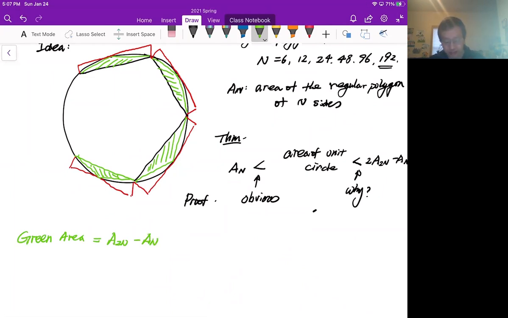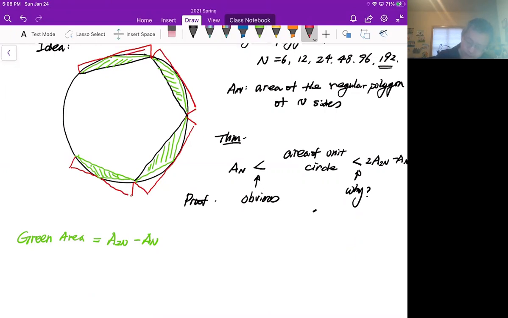Why is the green area that big? Well, it's just observation, right? The A of 2n means the area of the regular polygon of 2n sides, and A of n is the regular polygon of n sides. The difference of them are just the cutoff triangles, right? You get the n triangles. They're cut off, right? Okay, but now let me ask you, what is this?